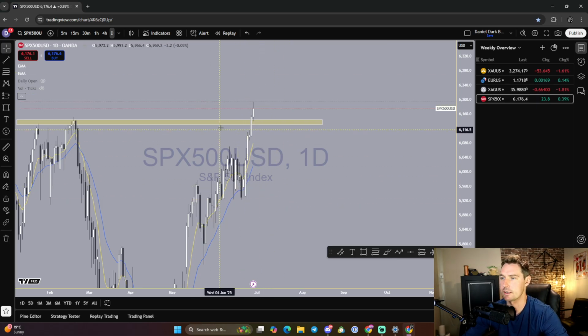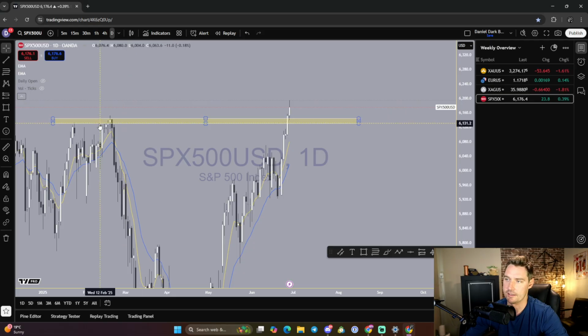And the really interesting thing about this, guys, is that it broke the previous all-time high and it closed above it on a Friday. And if you don't understand the importance of that, it's because it signals that there's very little fear in the market. And the reason for that is because it closes bullish on a Friday. Anything could happen over the weekend.